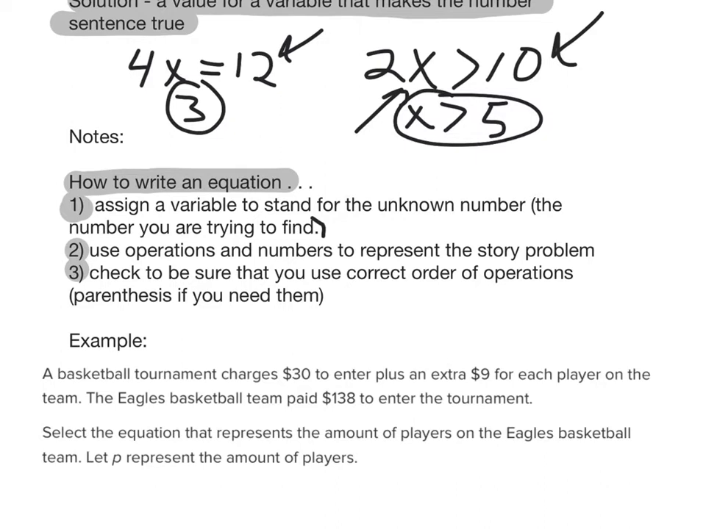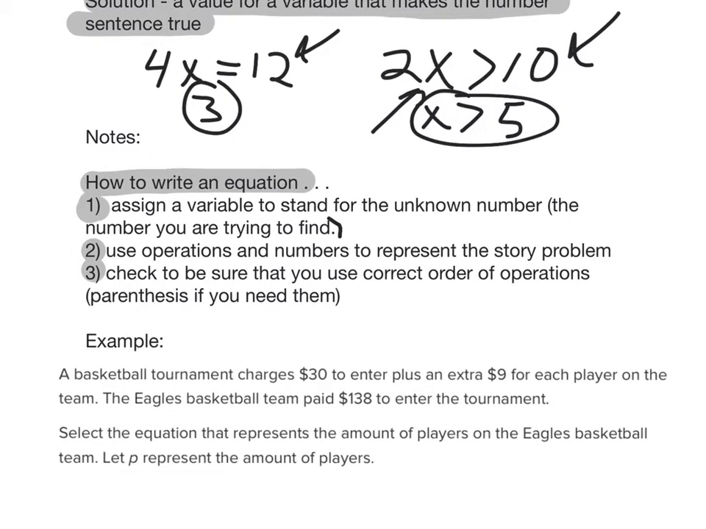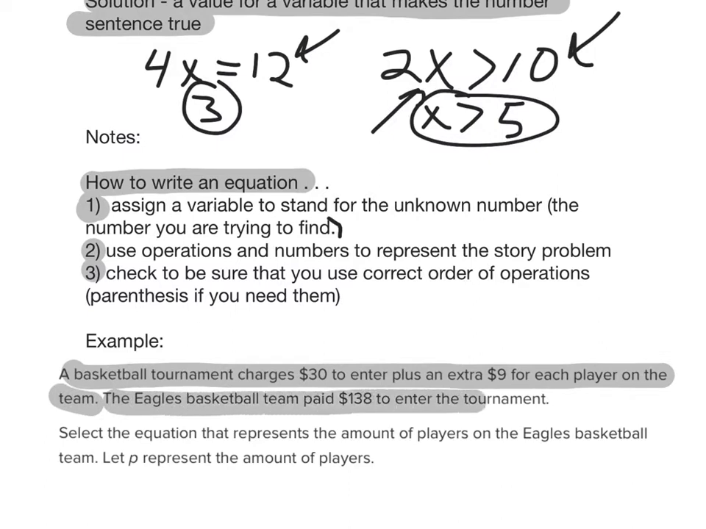Okay, here's our example. Let me move it over a little bit. A basketball tournament charges $30 to enter, plus an extra $9 for each player on the team. The Eagles basketball team paid $138 to enter the tournament. It says select the equation. This was a multiple choice question, but I'm actually just going to show you how to write the equation. So it says let P represent the amount of players. So you're going to have to use P.